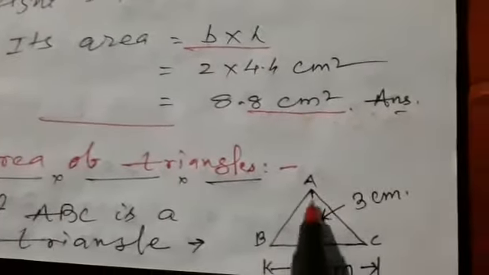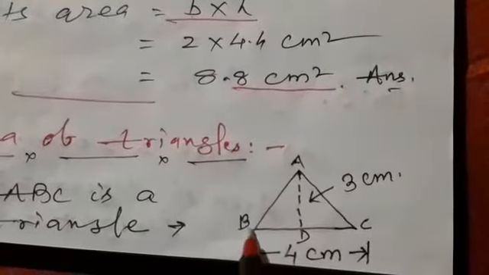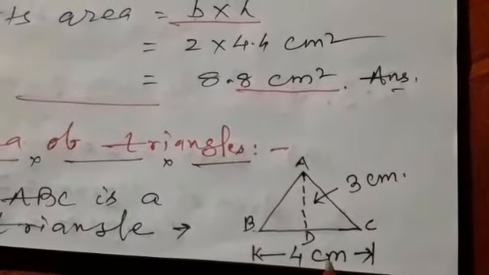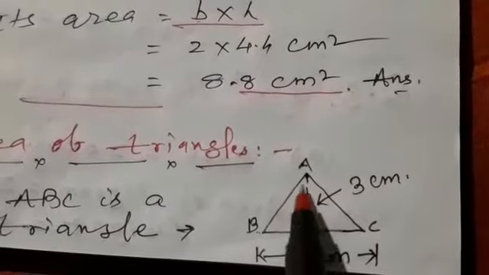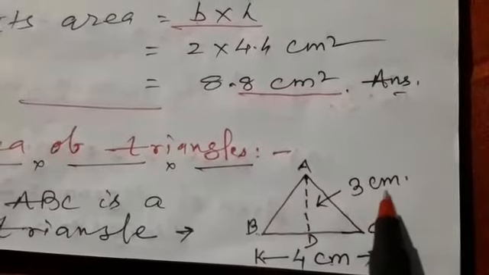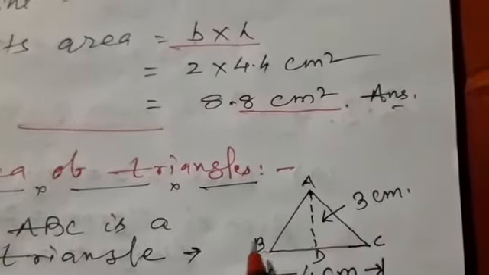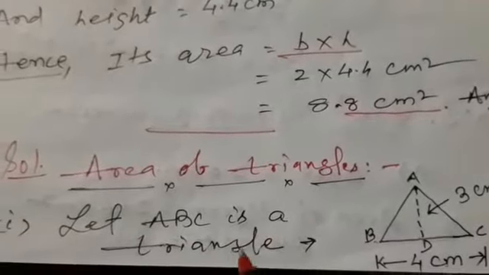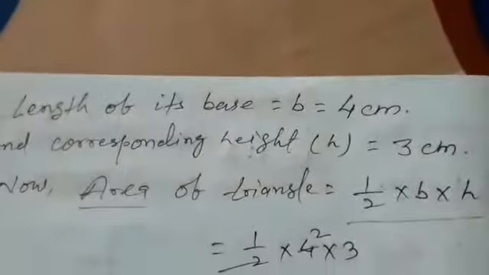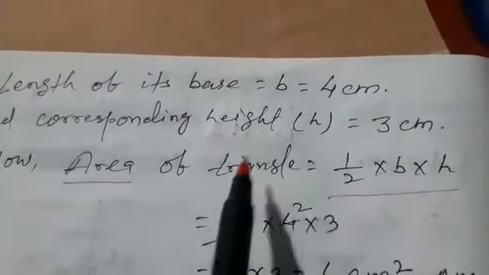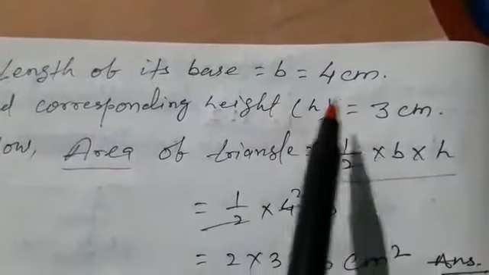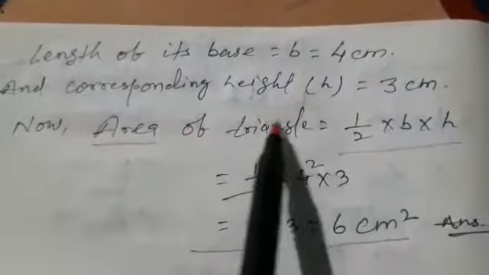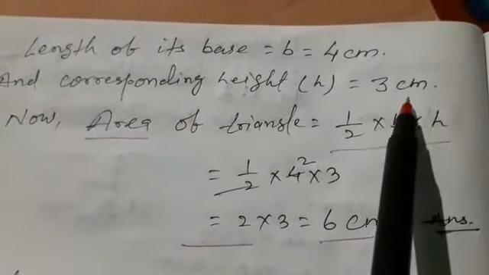Let ABC be a triangle. Its base BC is 4 centimeter. It is given, and height of this triangle is 3 centimeter. It is also given. At first we write, let ABC be a triangle. Length of its base B is equal to 4 centimeter and corresponding height H is equal to 3 centimeter.